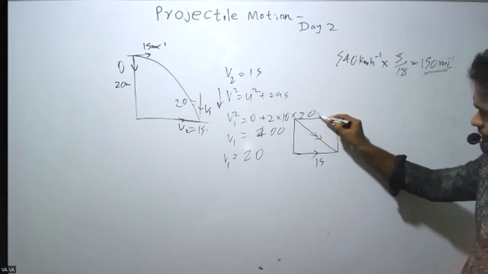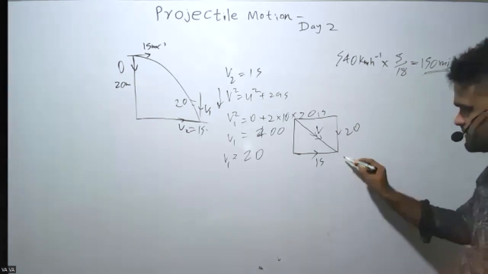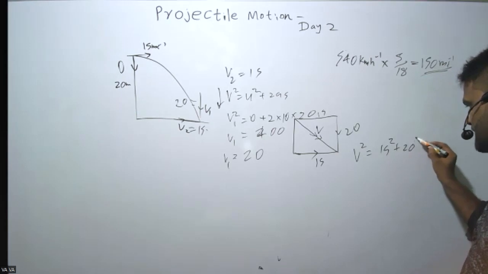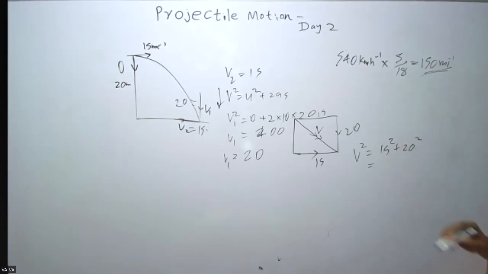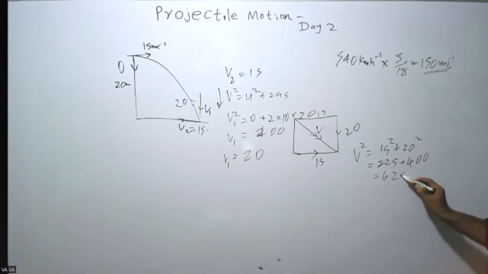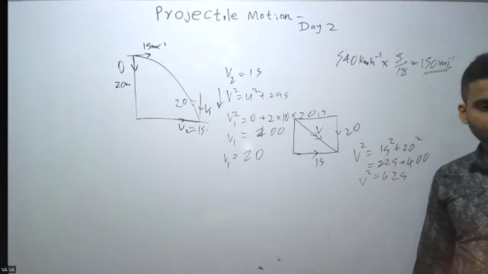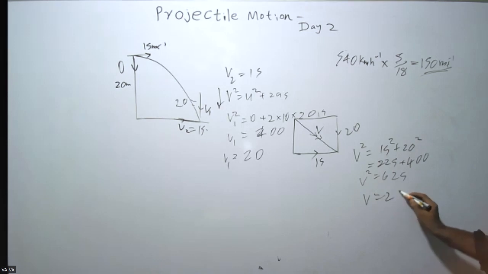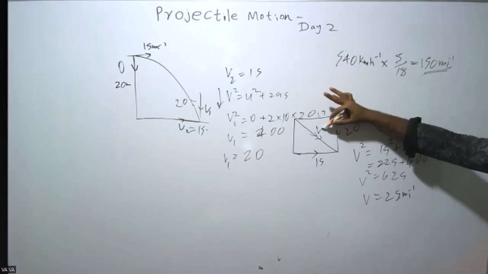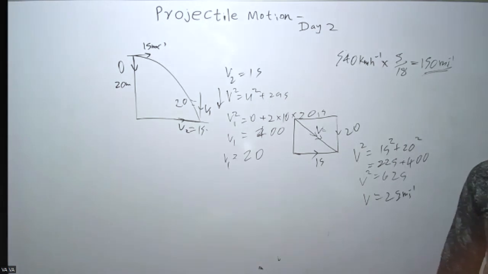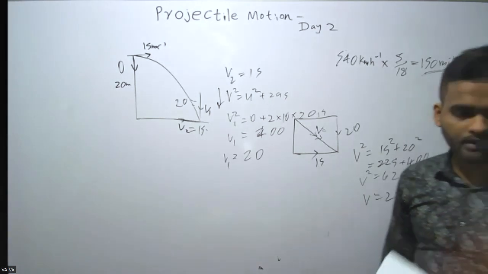So this is 15, this also is 15. Just apply Pythagoras theorem to this triangle. V squared equals 15 squared plus 20 squared. 15 squared is 225, 20 squared is 400. 625 if we add these two. 625 means 25 squared, right? So when you take the square root, it becomes 25 meters per second. So it hits the ground at 25 meters per second. Answer is the first one, correct.